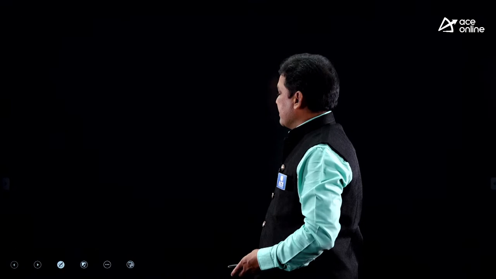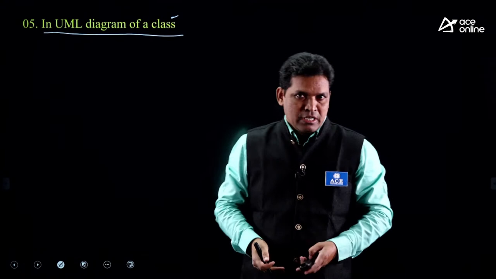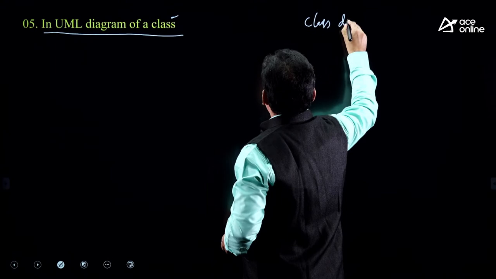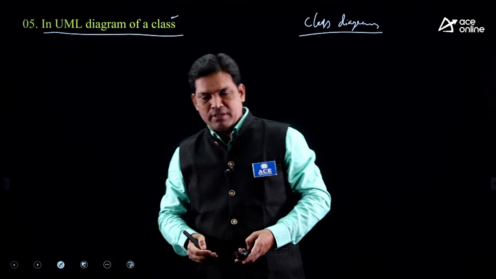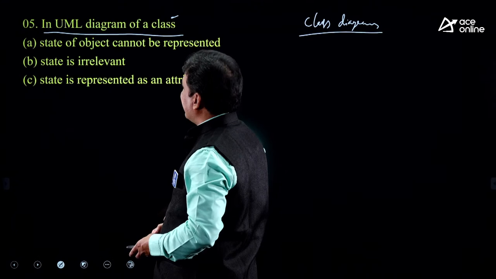Coming to the next question. In a UML diagram of a class, just now we listed that UML diagrams were classified into two categories. One of the diagrams is the class diagram, which comes under structural diagrams. In a UML diagram of a class, the state of an object cannot be represented. State is irrelevant. State is represented as an attribute, or as a result of an operation.